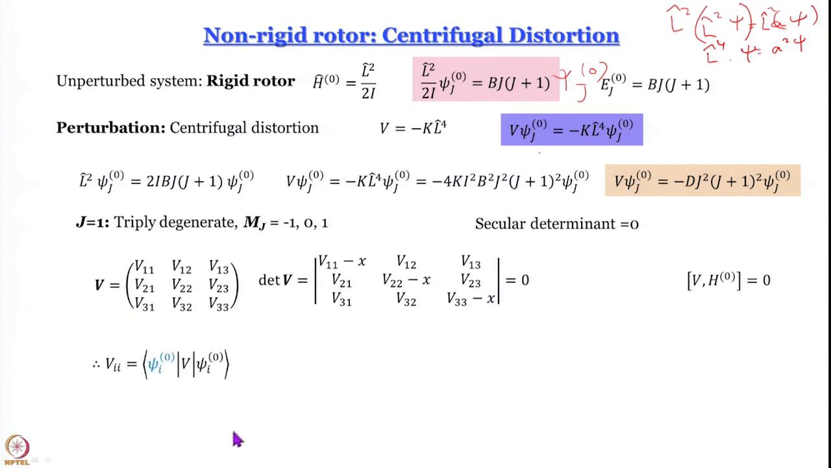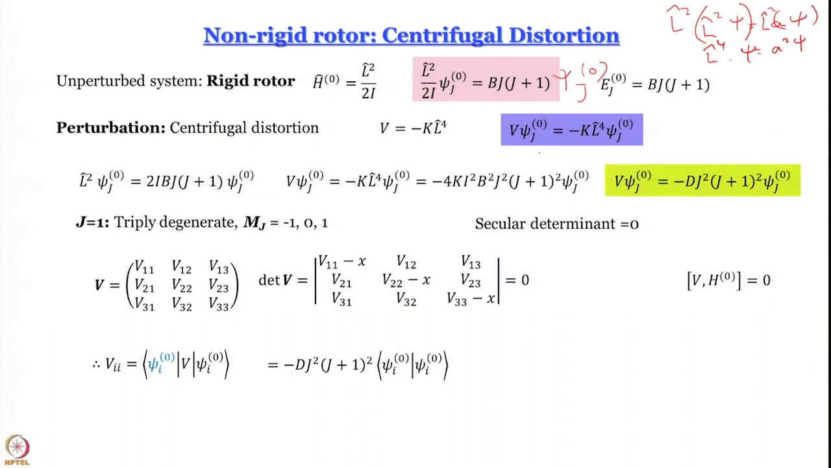So, what is VII? VII will be the integral of psi I zeroth V psi I zeroth over all space. Do we have VII here? Yeah, V11, V22, V33. What is the value? I can write like this: V operating on psi I zeroth I know is minus d into j square into j plus 1 whole square, all that is constant, so it will come outside the integral. Inside the integral you have psi I zeroth multiplied by psi I zeroth, well if it is complex then psi I zeroth star multiplied by psi I zeroth integrated over all space. What is that?